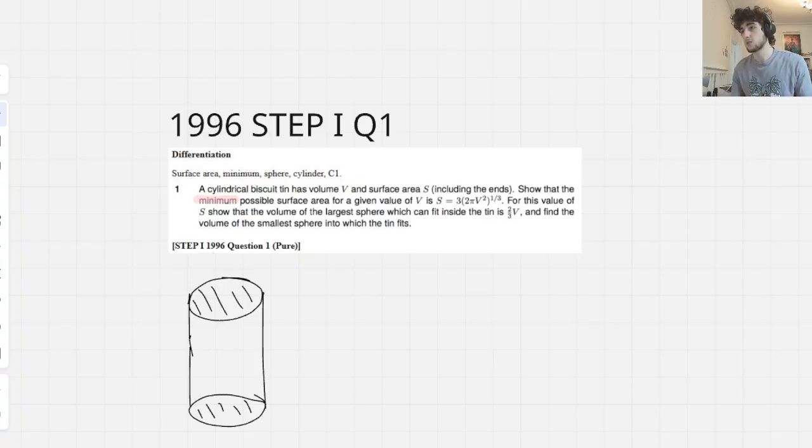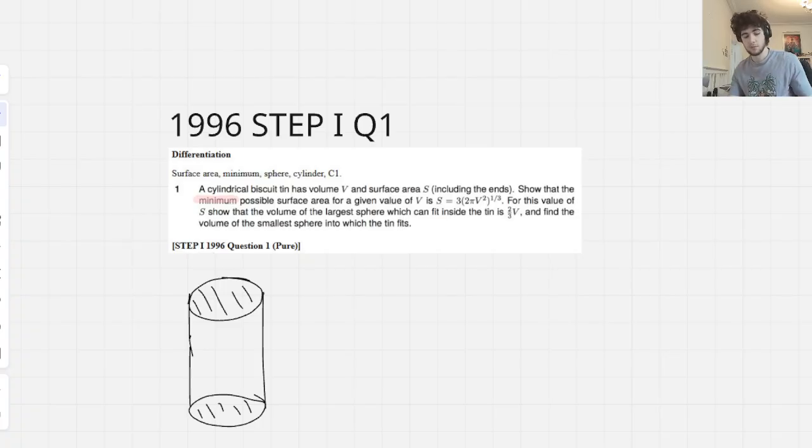Okay, and so we need to show that first. We need to first show that the minimum possible surface area for a given value of V is equal to S, which is 3 times the cube root of 2 pi V squared. So, first things first, let's try and really understand what this is saying. Ultimately, what this is saying is that my biscuit tin has some fixed volume, so that's not going to change. As an example, it could be something like 400 pi centimeters cubed.